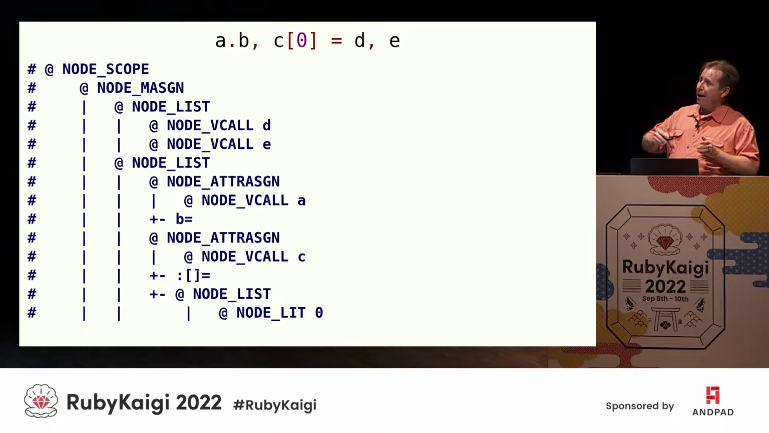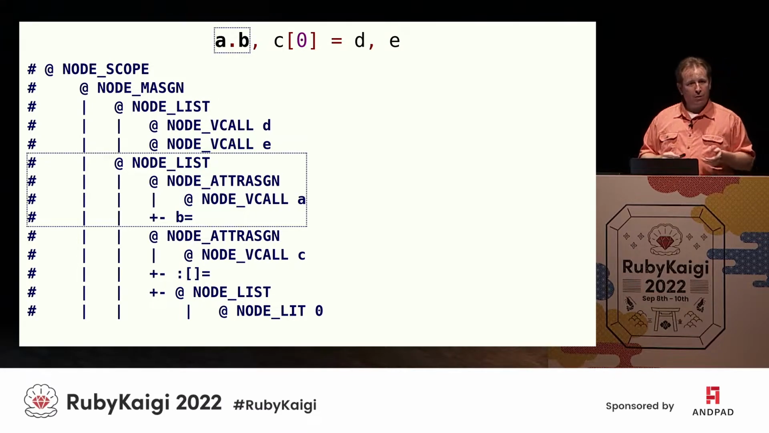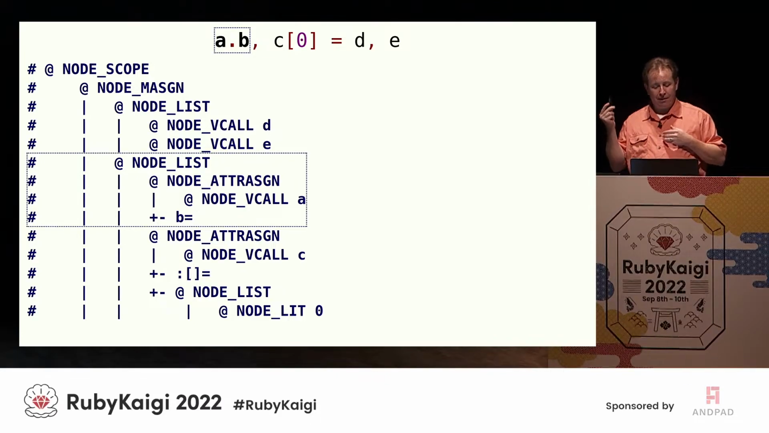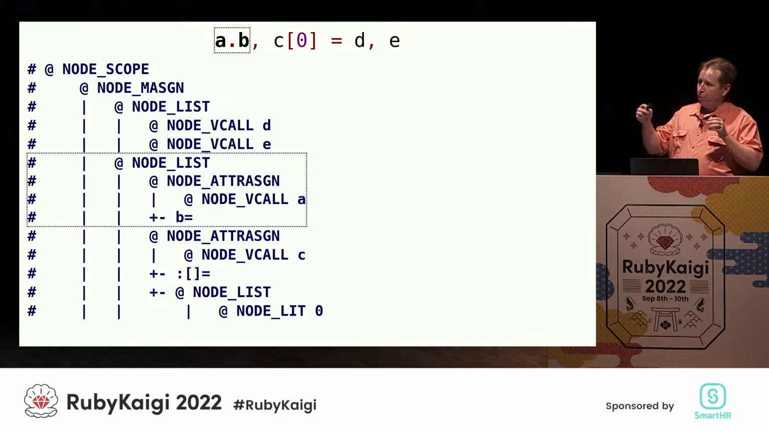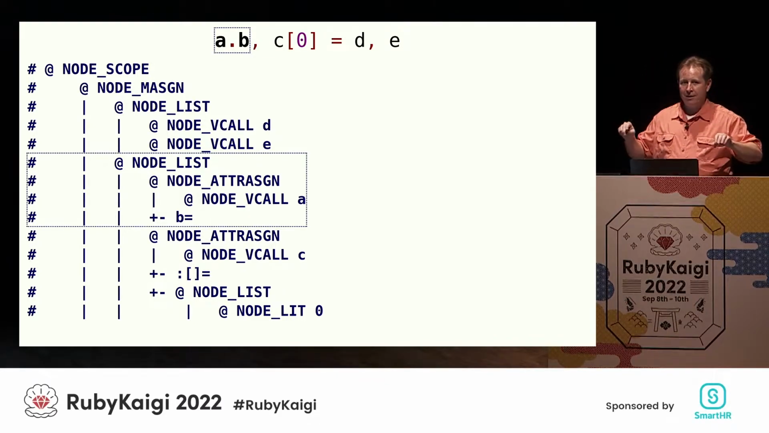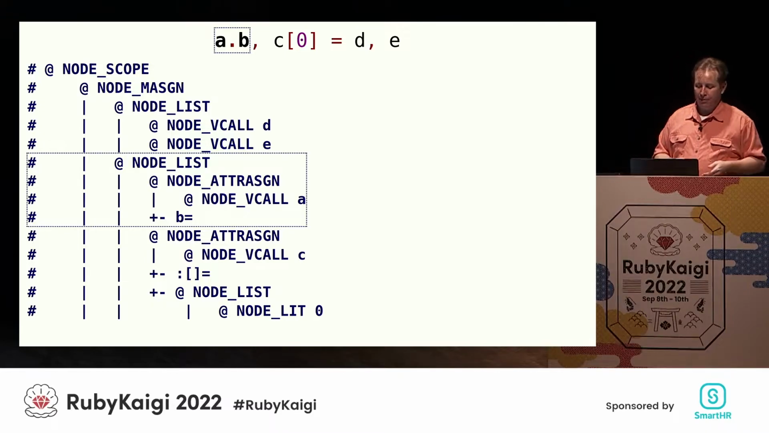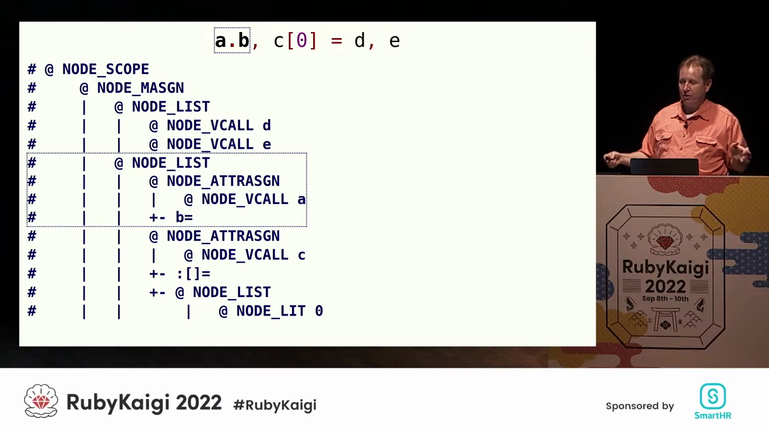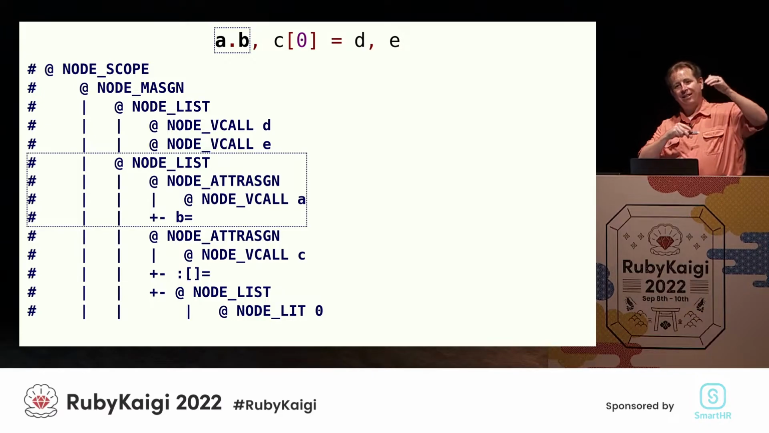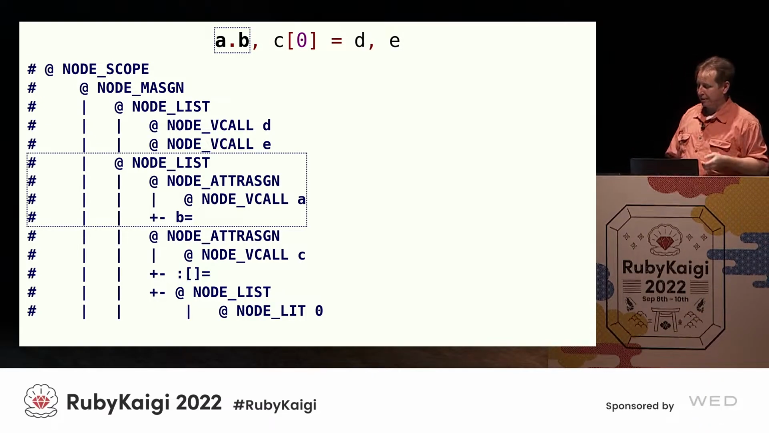In general, the compiler recursively processes the parse tree to generate the appropriate instructions. So this is the part of the parse tree related to the first attribute assignment. However, at the point that the compiler is processing this part of the parse tree, it does not have the information necessary to produce the correct instructions, because the offsets to the topn instructions are not even known until after the entire multiple assignment node has been processed.